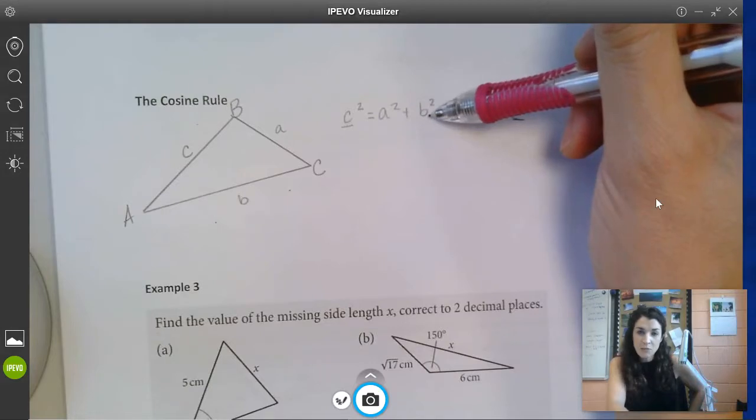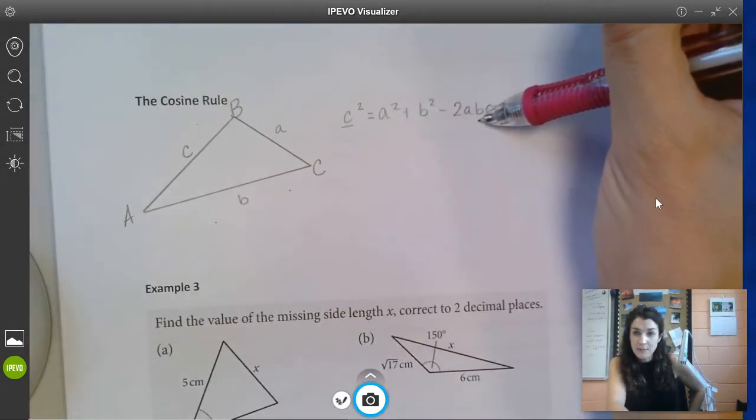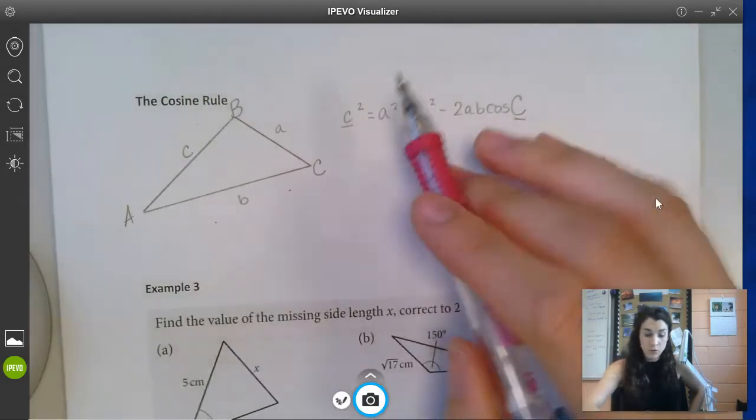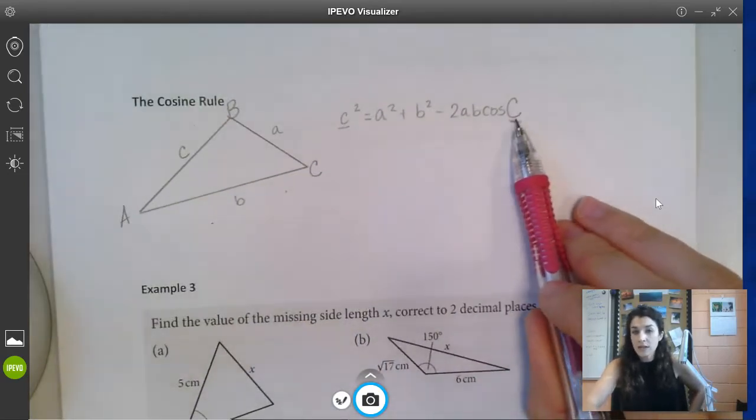Adding these two together, it would be the same as b squared plus a squared. And multiplying these together, that's the same as b times a. So the only key important part about the cosine rule is the side length out here needs to be opposite of the angle that's in here.